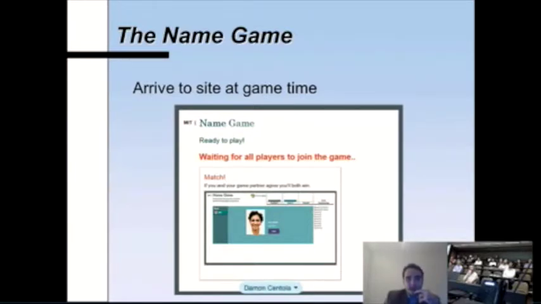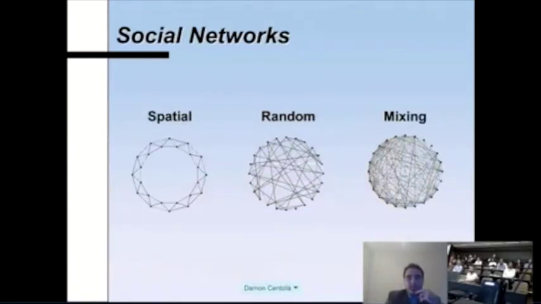And so if you think about this in terms of the actual mechanics of running an experiment, if we imagine three different network structures, a spatial lattice, a random network, or a fully mixing population, we want to run all of those simultaneously. So if each network, let's say, has 20 nodes in it, then we need to recruit 60 people at a time and then wait until the 59th person has arrived, everyone is still sitting in this waiting page, and then the 60th person arrives. And then we randomly allocate people to network structures. So 20 go to the spatial, 20 to the random, and 20 to the mixing. And then we initiate the game dynamics.